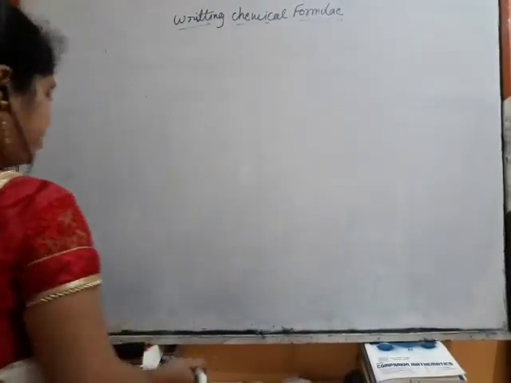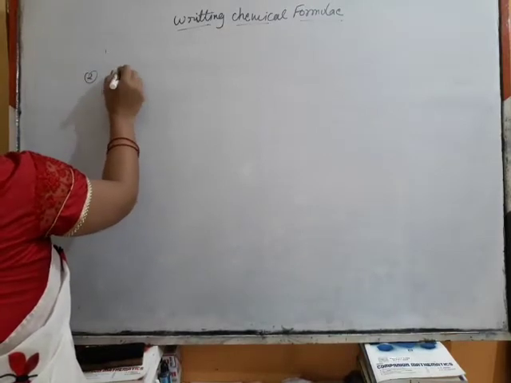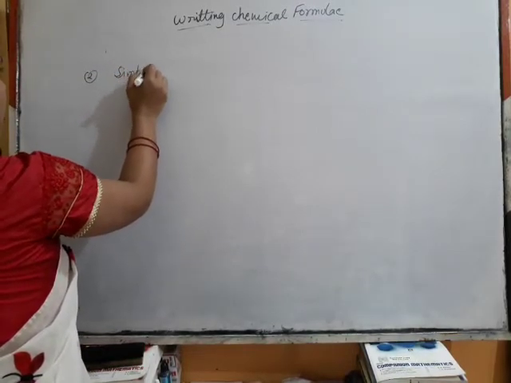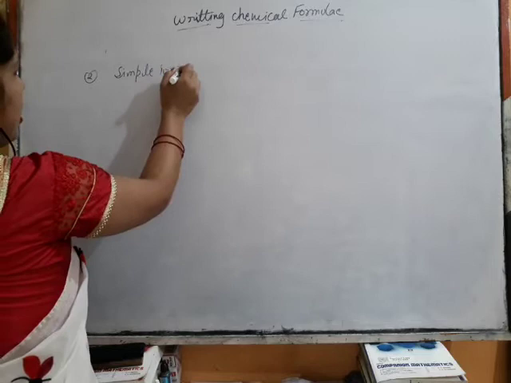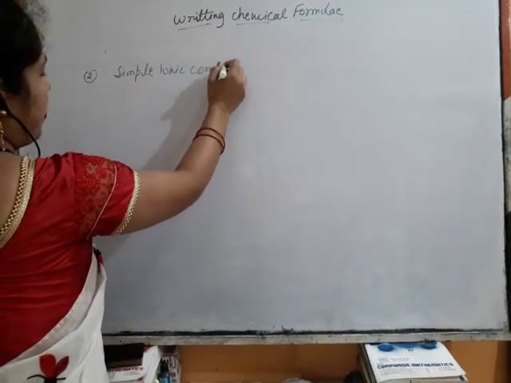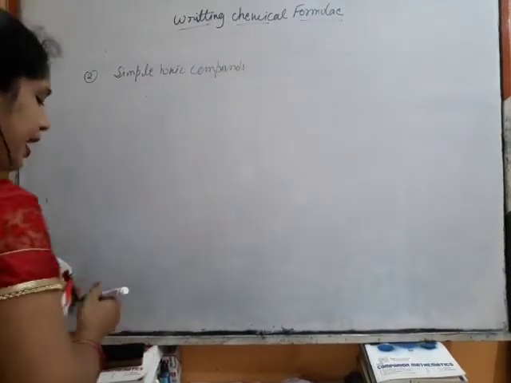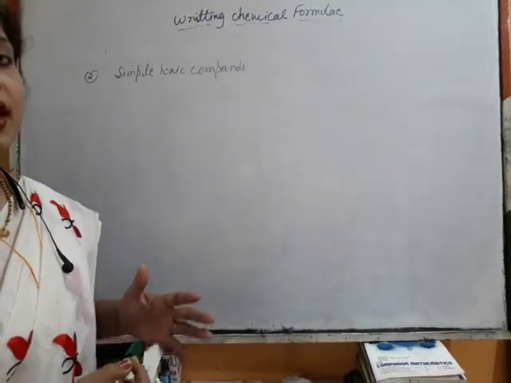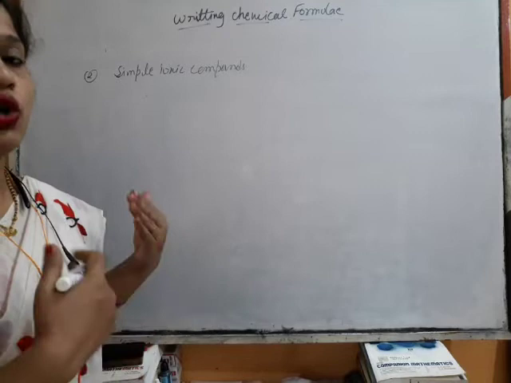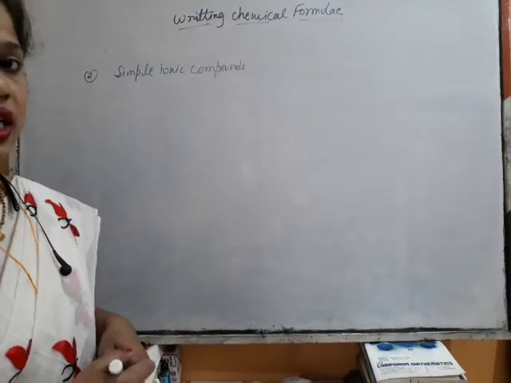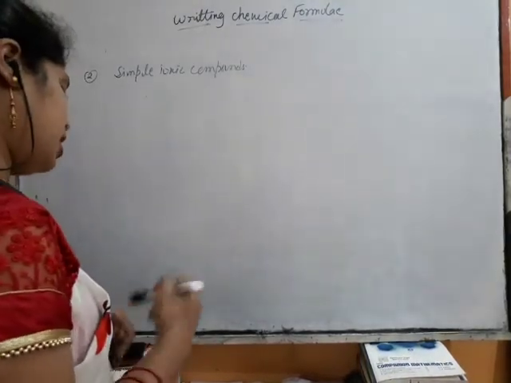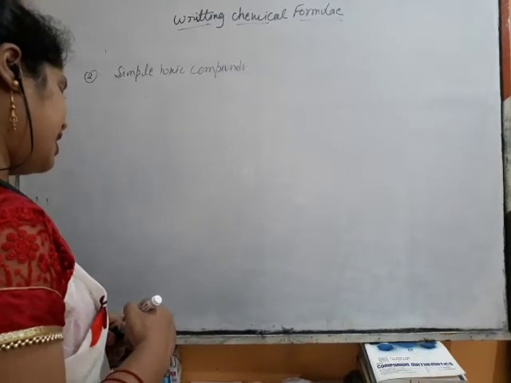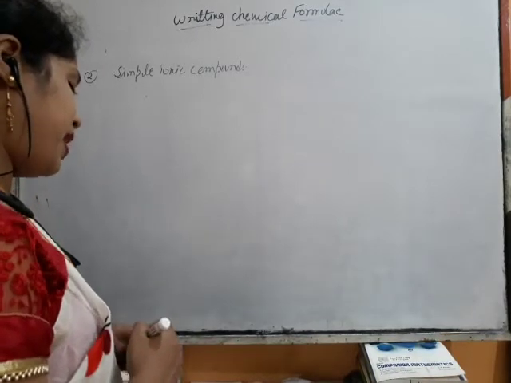Now the next is simple ionic compounds. Ionic compounds means they share, they donate the electron with each other. That's why they form a compound with each other. Simple ionic compounds are of binary nature.